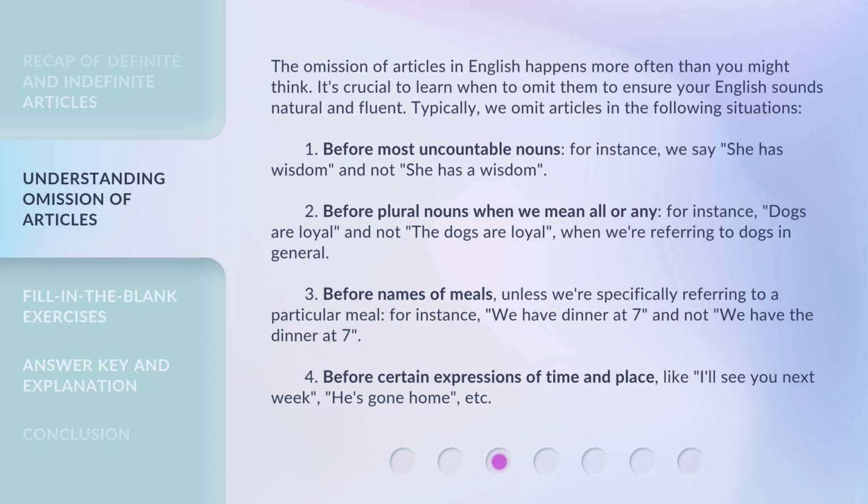2. Before plural nouns when we mean all or any. For instance, dogs are loyal, and not, the dogs are loyal, when we're referring to dogs in general. 3. Before names of meals, unless we're specifically referring to a particular meal. For instance, we have dinner at 7, and not, we have the dinner at 7. 4. Before certain expressions of time and place, like, I'll see you next week, he's gone home, etc.